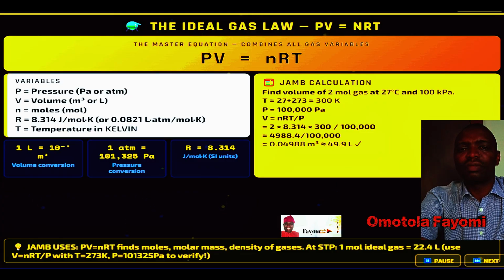Let me calculate. Find the volume of 2 moles of gas at 27 degrees Celsius and 100 kilopascal. Convert T equals 300 Kelvin. P equals 100,000 pascal. V equals nRT over P. 2 times 8.314 times 300 divided by 100,000. That gives approximately 49.9 liters. And here is a beautiful consistency check. At standard temperature and pressure, 273 Kelvin and 101,325 pascal, 1 mole of any ideal gas occupies exactly 22.4 liters. Use PV equals nRT to verify that yourself.